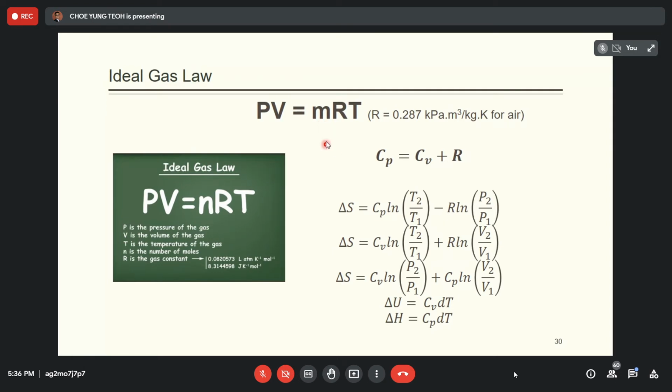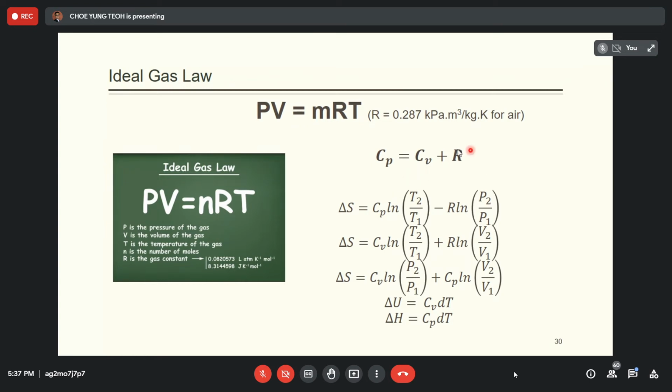Okay, and this R also has a relationship with Cp and Cv. Cp and Cv are constants, like the gas constant. We call Cp the specific heat at constant pressure. If the process is at constant pressure, then we use Cp. If the process is at constant volume, then we use Cv.